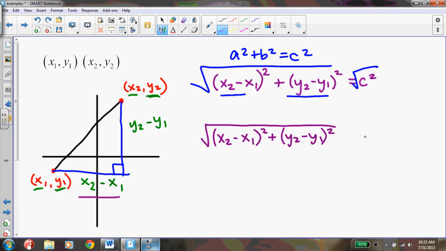And that is the formula. We call this formula the distance formula, because this formula will find the distance between any 2 points on the coordinate plane.